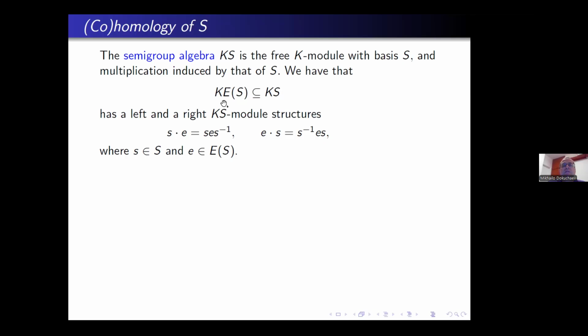And we consider a left action of KS and a right action. So it becomes a left module and a right module over KS. So we want these actions, and these actions are given by conjugation. So this is the left action, and this is the right action.